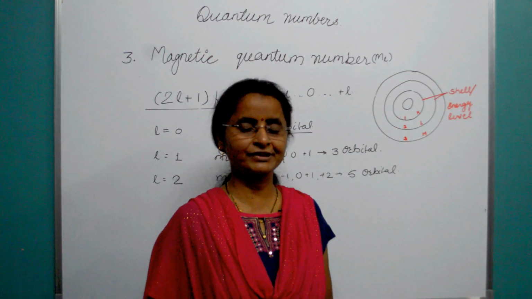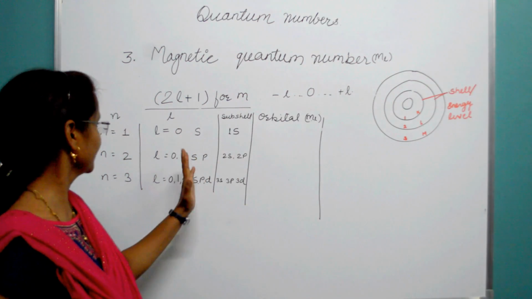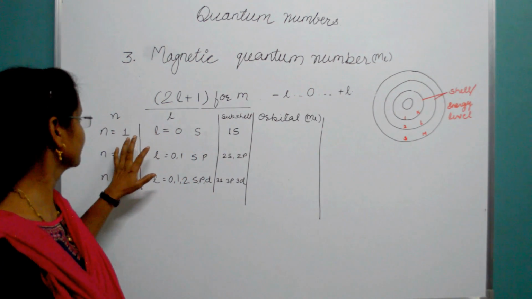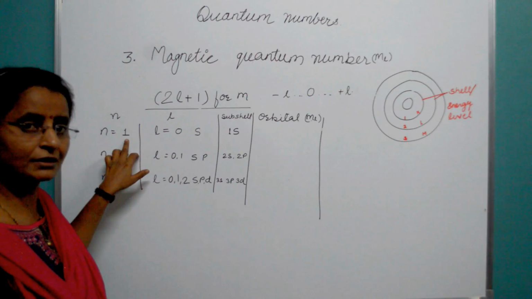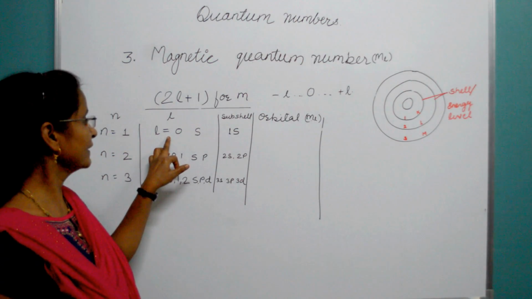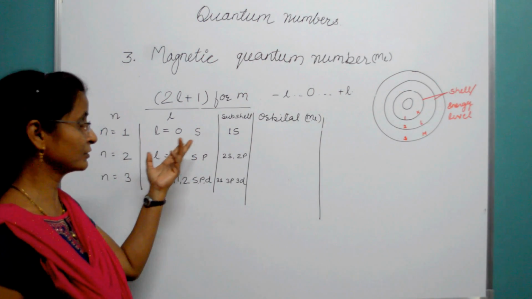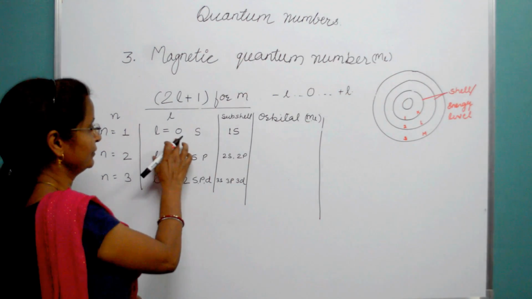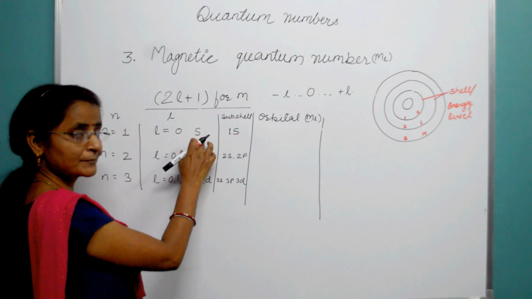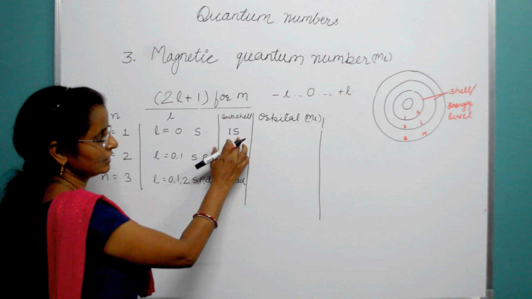Let us see all these things in tabular form. In this table, if the principal quantum number n is equal to 1, then what is the value of L? 0, since its value ranges from 0 to n minus 1. So L is equal to 0. Which subshell is present? s, so here 1s, the s subshell.